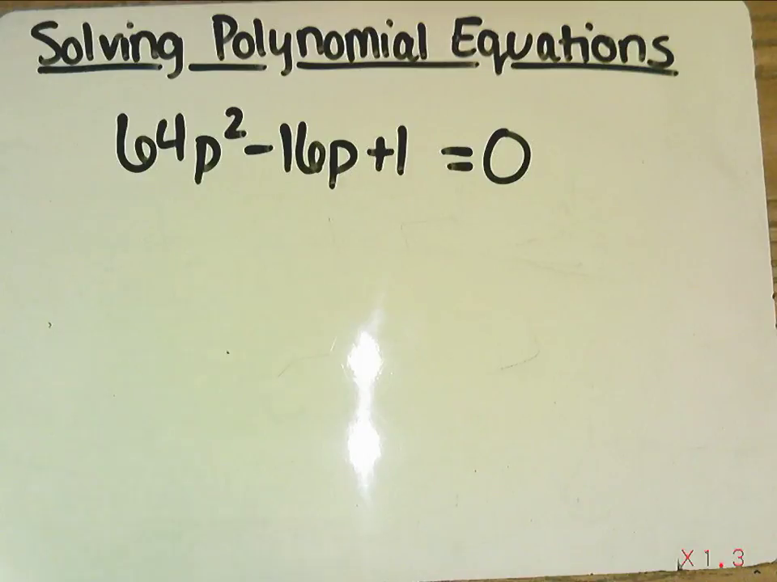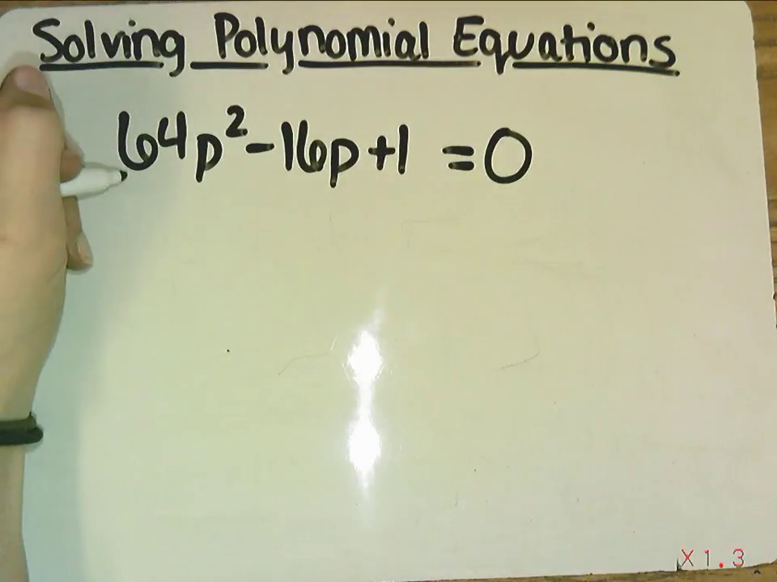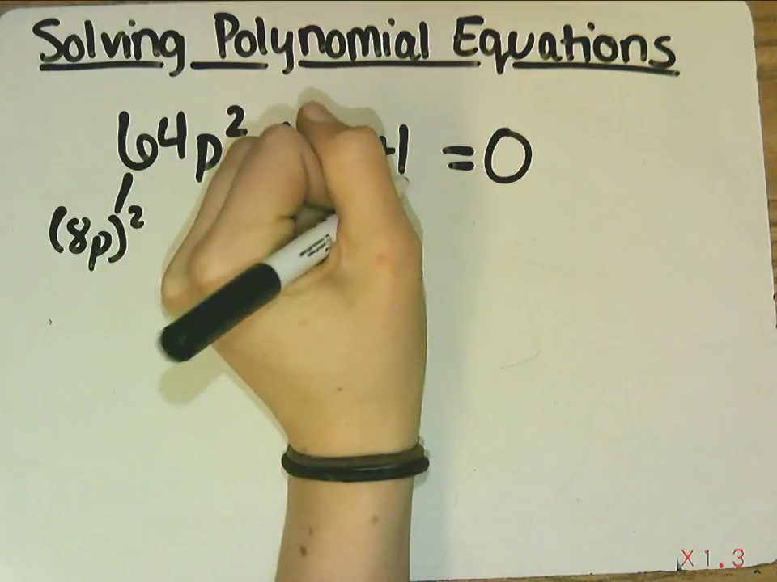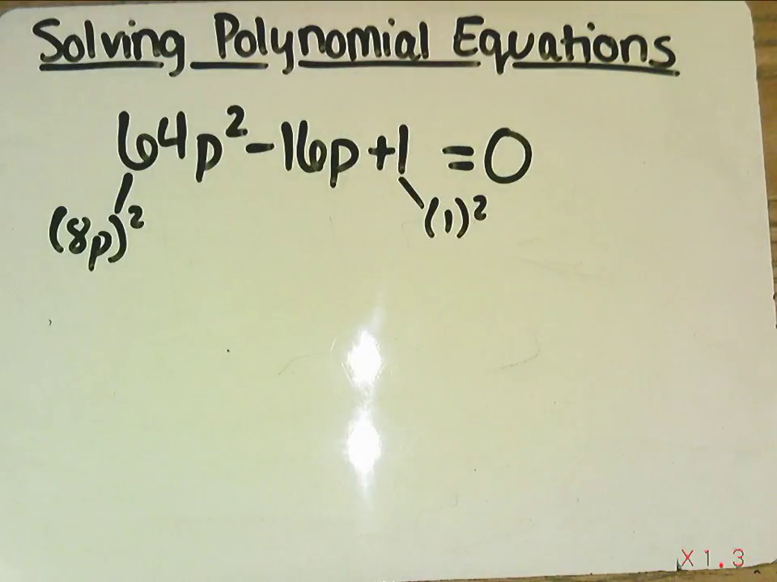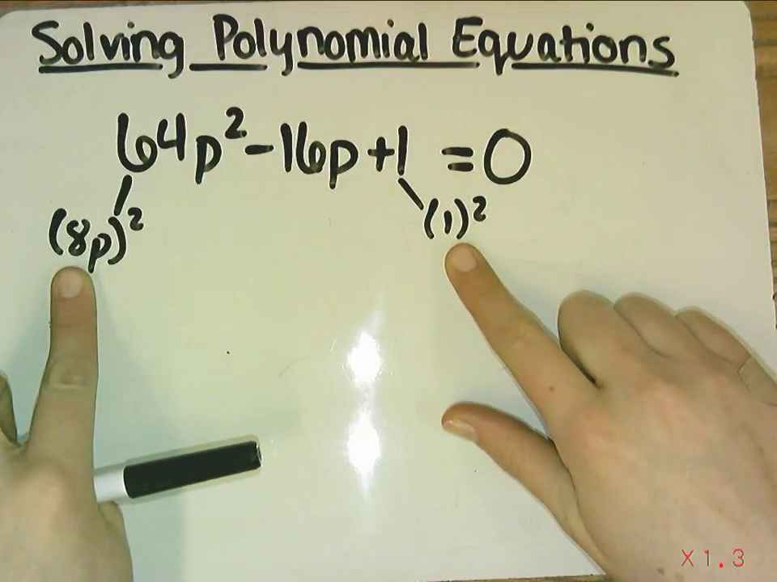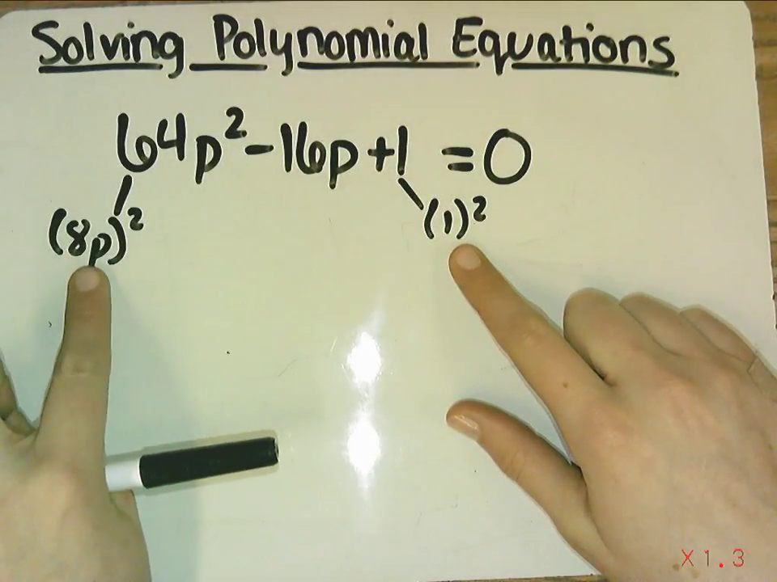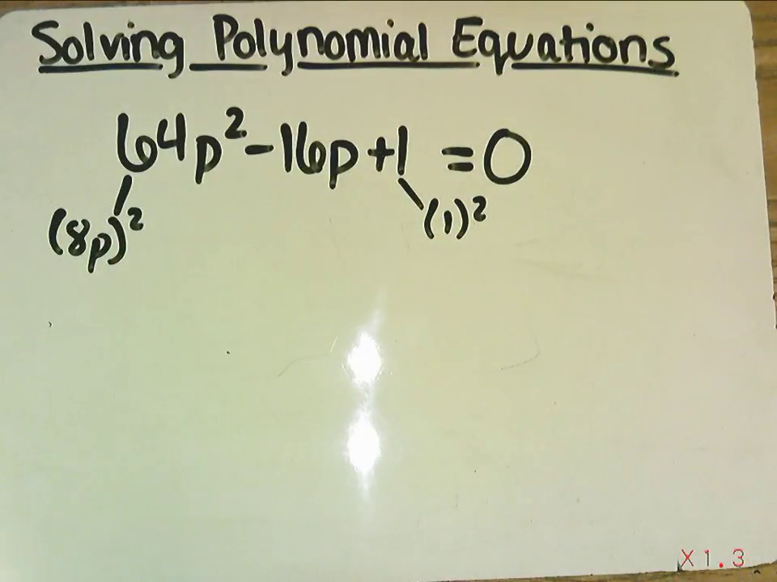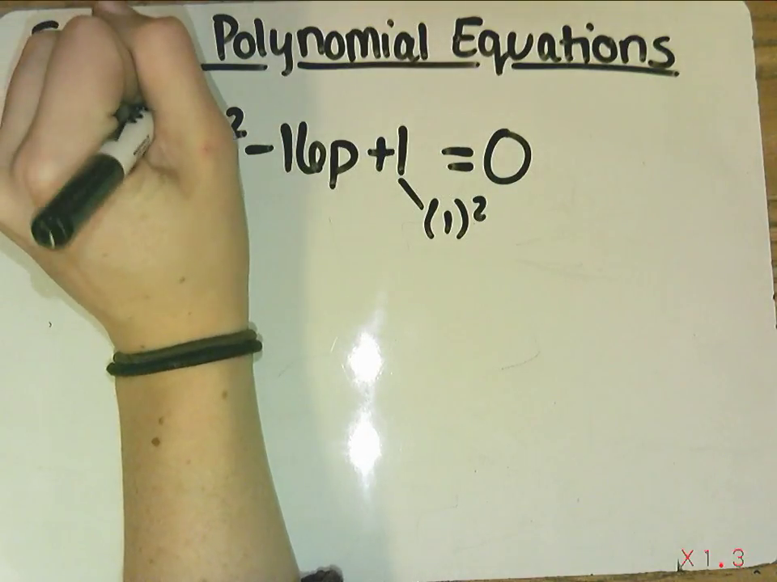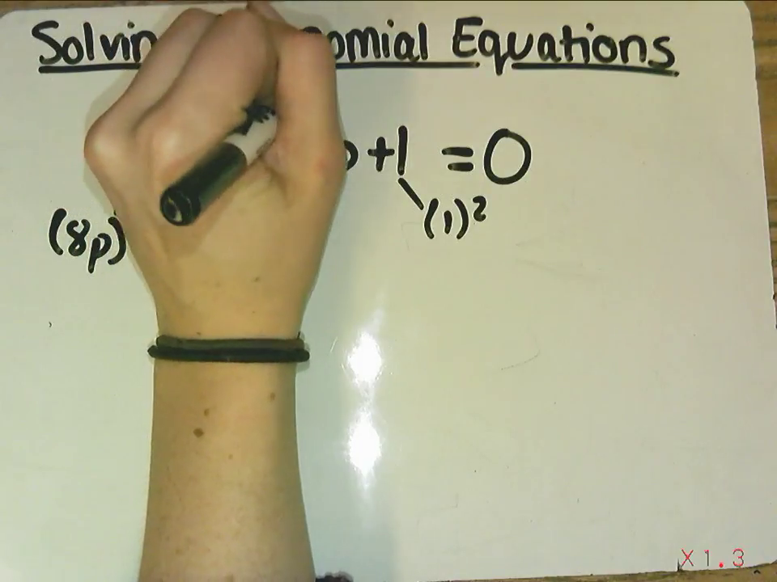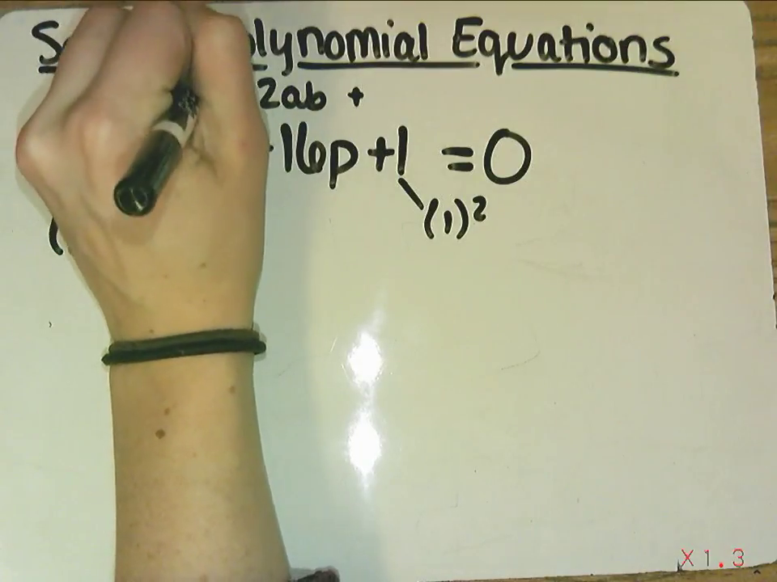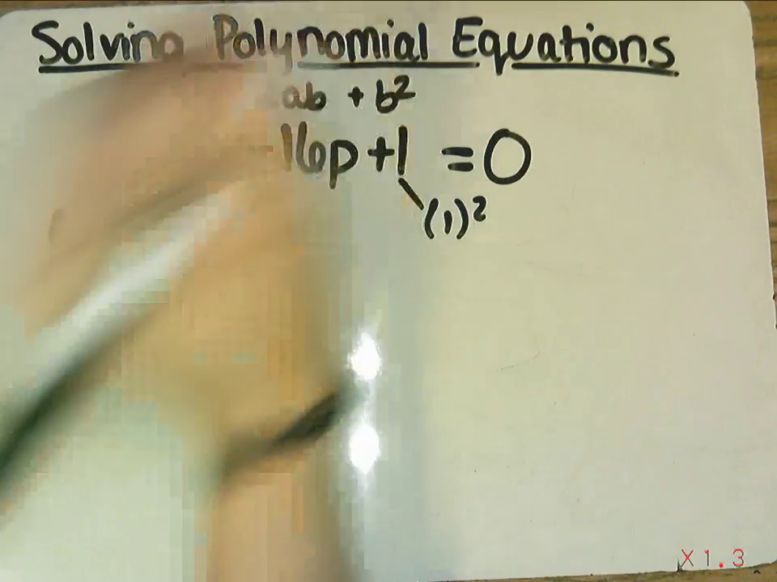I'm going to check to see if this is a perfect square trinomial first. So 64p squared, well, that is 8p squared, and 1 is 1 squared. So if this is a perfect square trinomial, this would be my a and this would be my b. So now I need to check my middle term. 8p times 1 is 8p, times negative 2 is negative 16. So I have a perfect square trinomial that's in the form a squared minus 2ab plus b squared.